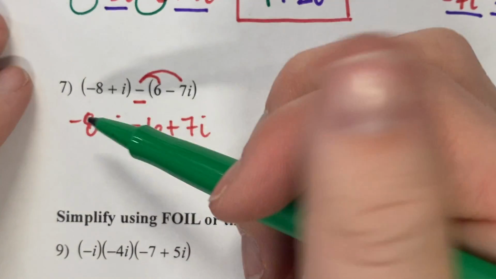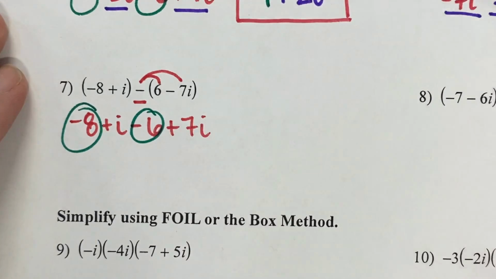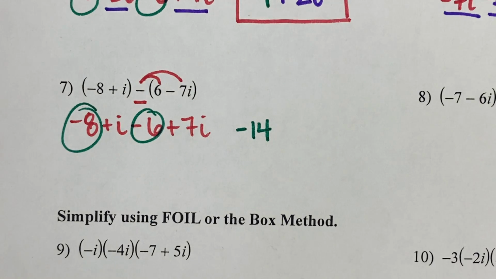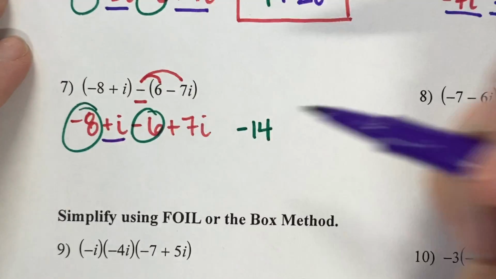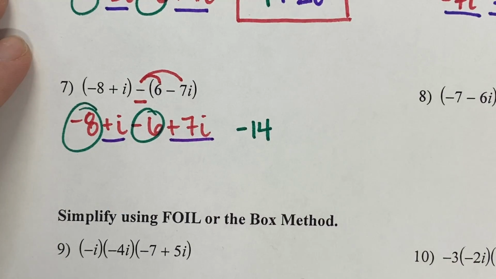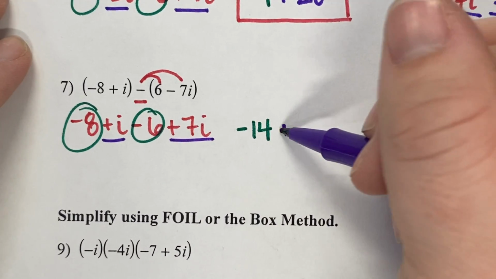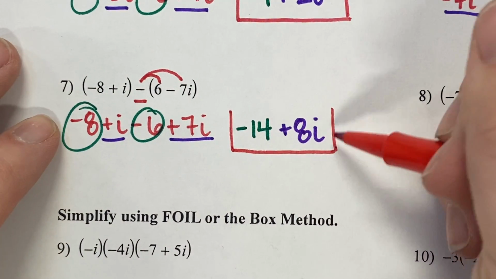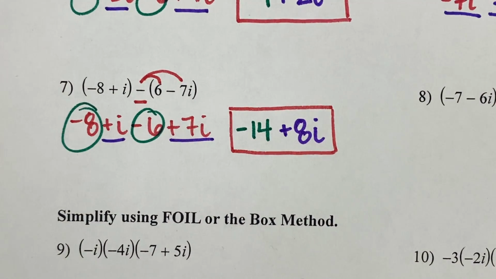Okay, combine like terms. We have our constants, negative 8 minus 6 more is going to give me negative 14. Then I have positive 1i plus 7i. 1i plus 7i is going to give me positive 8i. And there's my final answer.